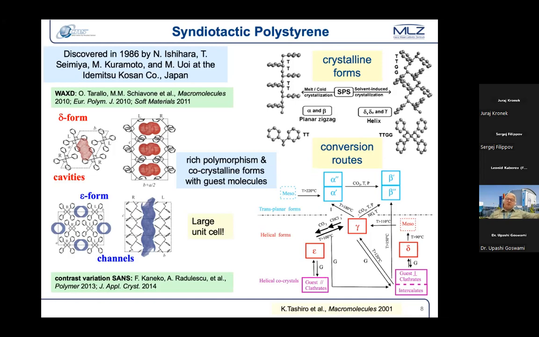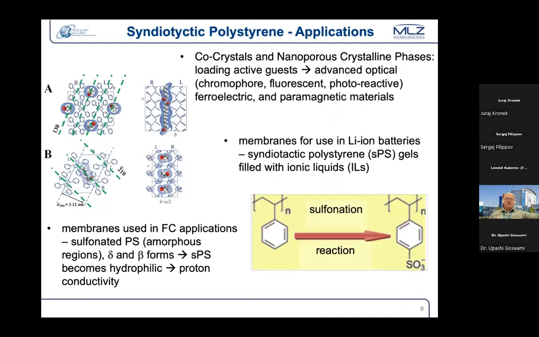variety of crystalline forms. So the alpha and beta forms are characterized by the polymer chain in planar zigzag conformation, while epsilon, delta, and gamma forms are characterized by helical, trans-gauche conformation of the polymer chain in crystalline form.